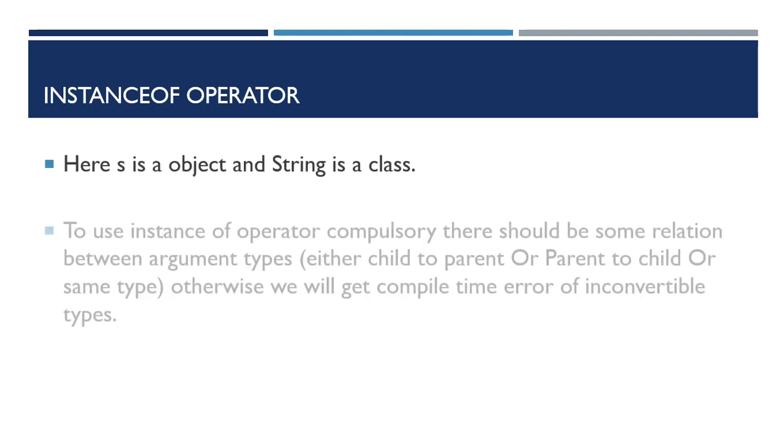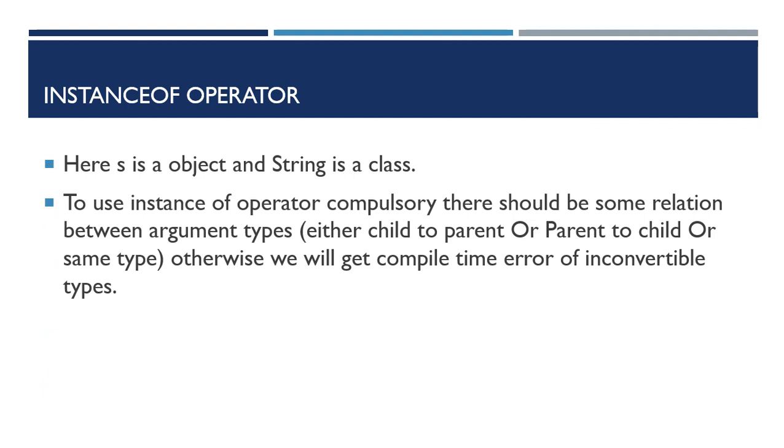So what is the rule to use the instanceof operator? It is compulsory that there should be some relationship between the argument types. It means there should be some relationship between our object and the class or interface that we are using on the right hand side. If there is no relationship between the object that we are using and the class or interface on the right side, then our compiler is going to give us a compile time error. The compile time error can be of multiple types.